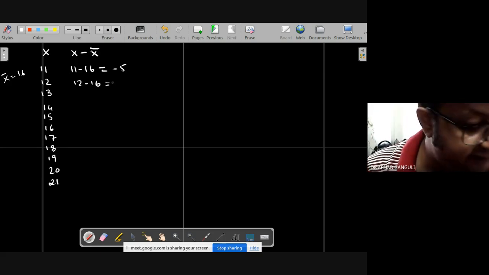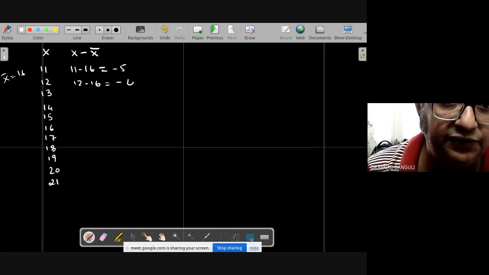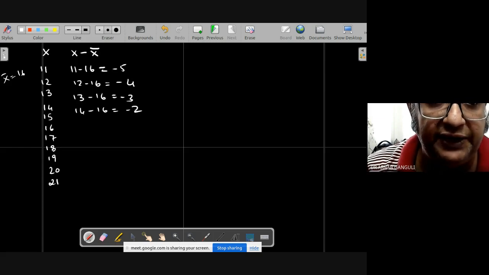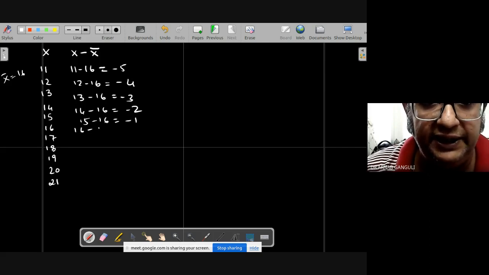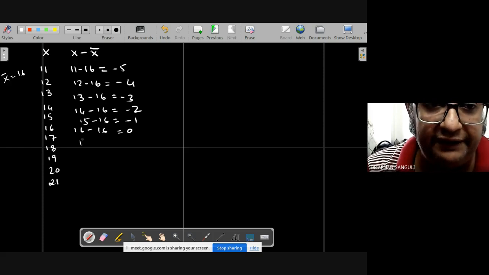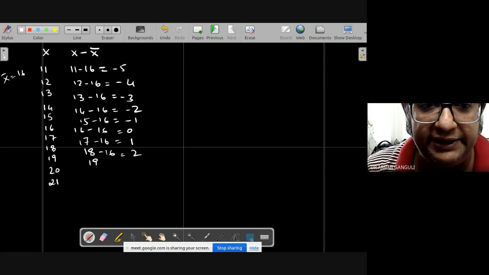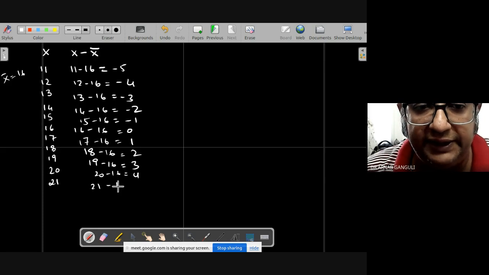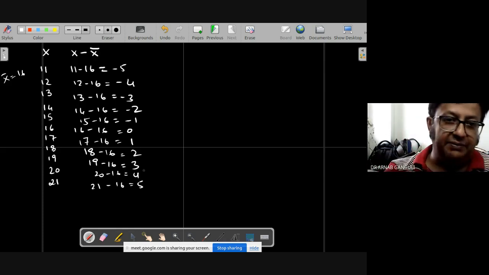12 minus 16, minus 4. 13 minus 16, minus 3. 14 minus 16, minus 2. 15 minus 16 is equal to minus 1. 16 minus 16 is equal to 0. 17 minus 16 is equal to 1. 18 minus 16 is equal to 2. 19 minus 16 is equal to 3. 20 minus 16 is equal to 4. 21 minus 16 is equal to 5. So this is sigma x minus x bar.